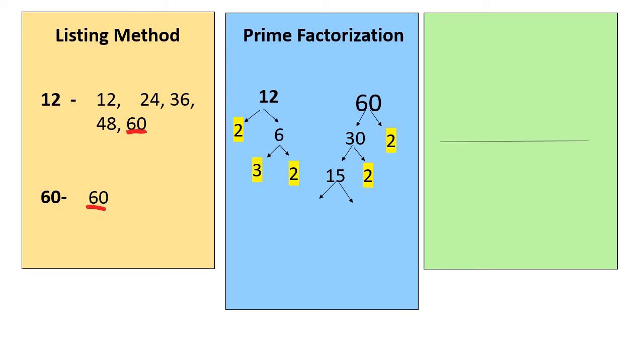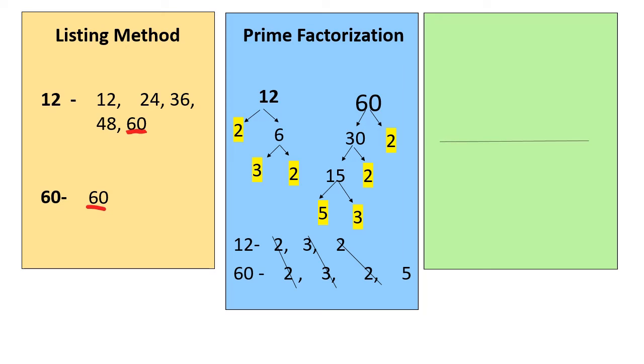So, for 12, we have 2, 3, 2. For 60, we have 2, 3, 2, 5. Then, slash 2, slash 3, slash 2. Then, times 5 equals 60. So, 2 times 3 is 6, times 2 is 12, times 5 is 60.